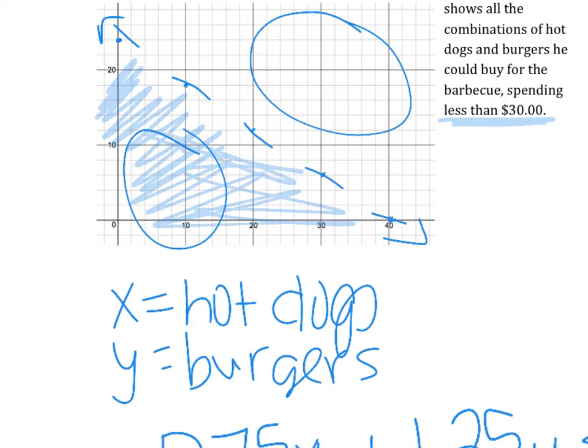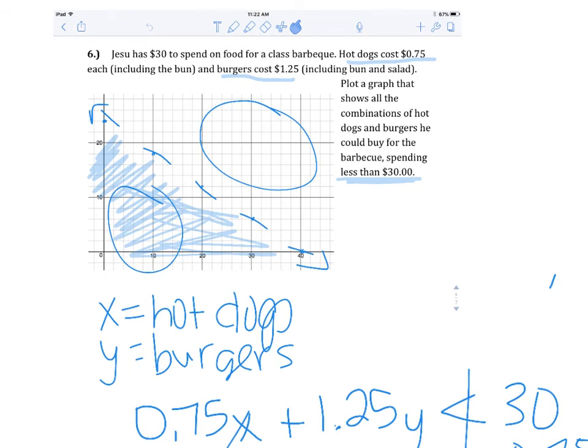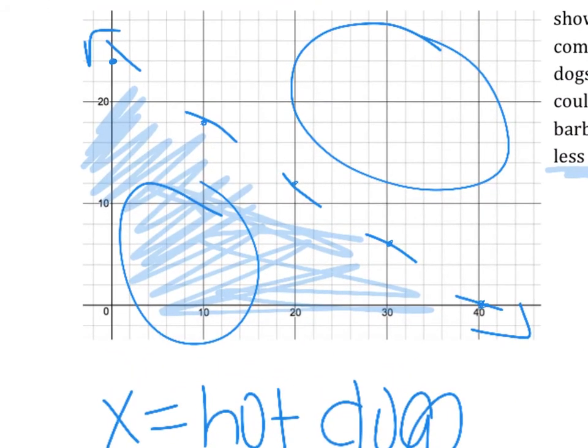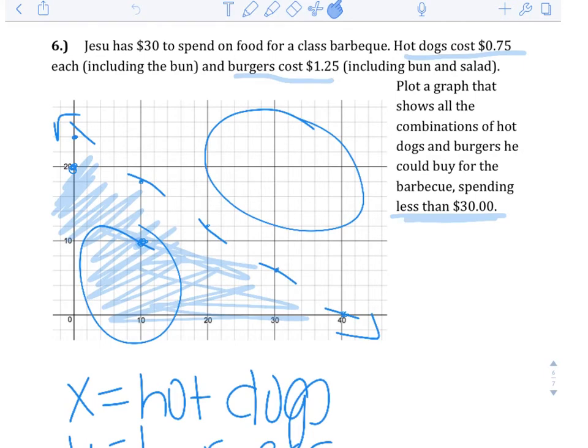So remember, there's more than one answer to this problem. The question asked how many combinations could he buy by spending less than $30. So you could go back and look at these ordered pairs, and you could say, I'm going to pick this point right here, which is 10 hot dogs and 10 burgers. Or maybe you can say this point here, which is 0 hot dogs and 20 burgers. So there's more than one answer of combinations for him to buy for this barbecue.